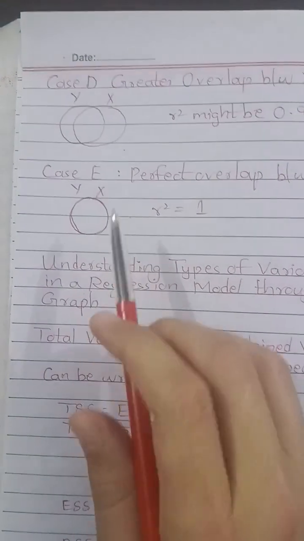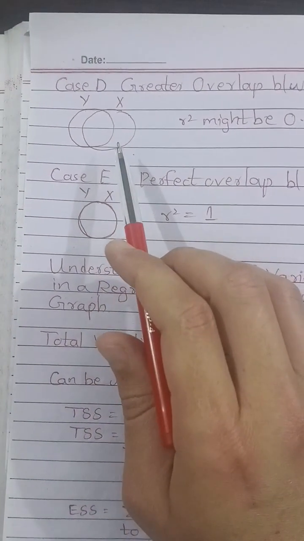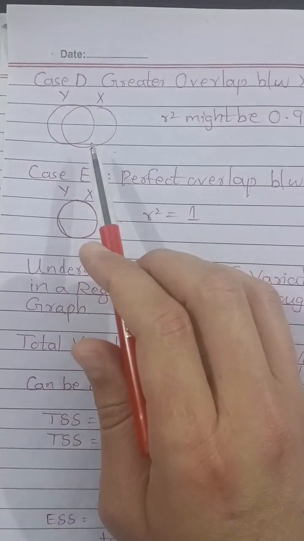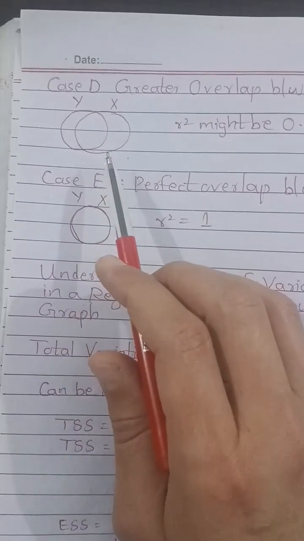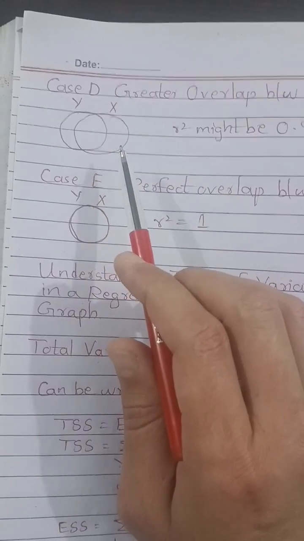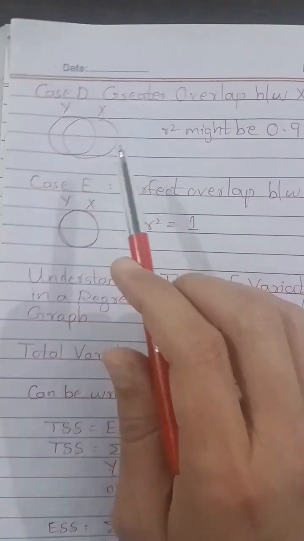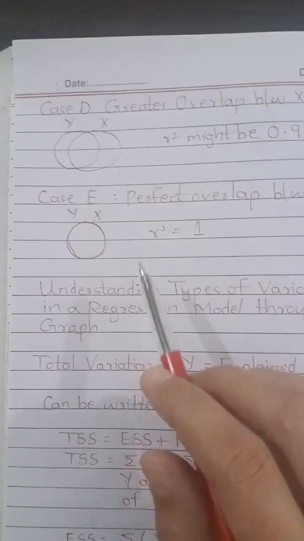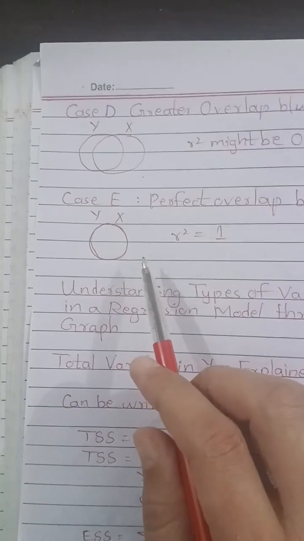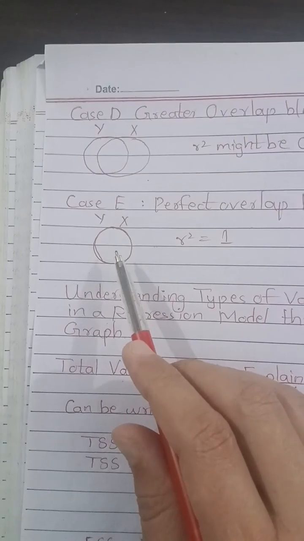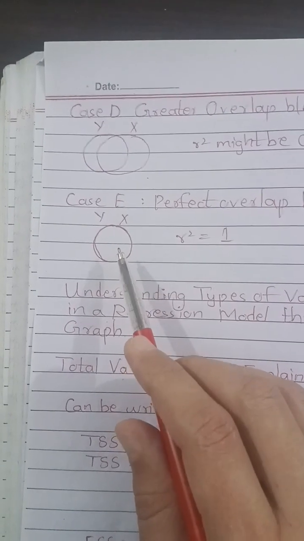Now consider this case D. Here the overlap is much greater as compared to case B or C. It means that more of the variation in y is explained by our x variable, so R square would be close to 1, maybe 0.9, 0.8. And look at the case E. Here the two circles are overlapping exactly.